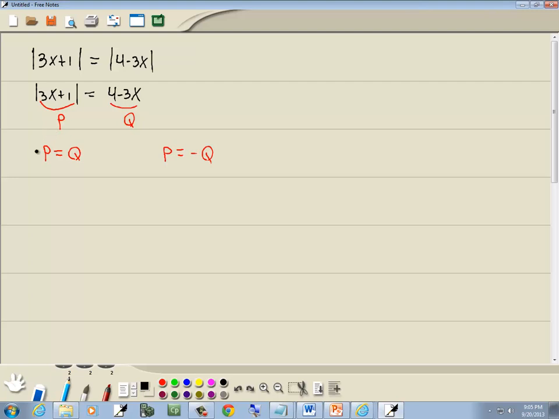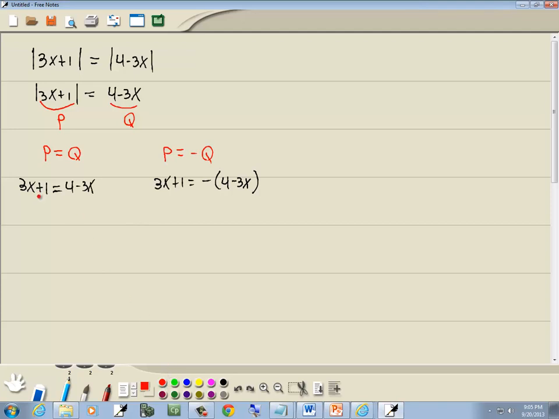in 4 minus 3x. So we've got 3x plus 1 is equal to 4 minus 3x, and we'll have 3x plus 1 is equal to a negative (4 minus 3x) inside of parentheses. Now notice the use of the parentheses here. This negative has to flip the sign of everything that follows it, so we have to put parentheses. Well, now we're going to solve each one of these down.